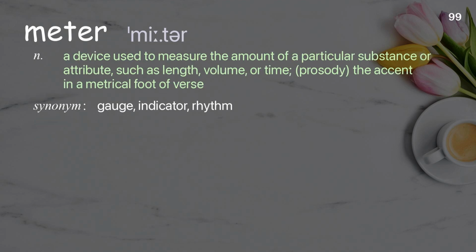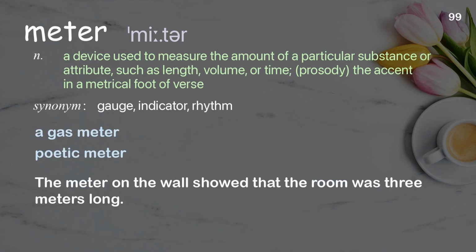Meter. A device used to measure the amount of a particular substance or attribute, such as length, volume, or time. Prosody, the accent in a metrical foot of verse. Examples: A gas meter. Poetic meter. The meter on the wall showed that the room was 3 meters long.